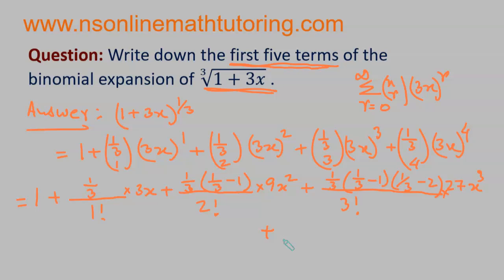Plus 4 factorial. One-third times (1/3 minus 1). There will be 4 factors in the numerator: 1/3 minus 2, 1/3 minus 3, times 3 to the power of 4, which is 81. So 81 x to the power of 4.